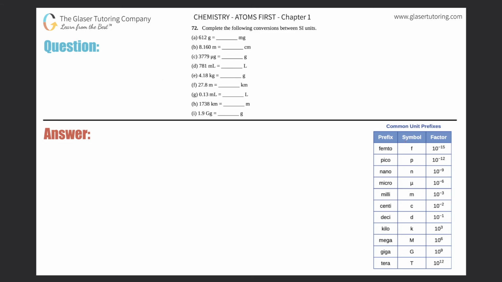Number 72. Complete the following conversions between SI units. Awesome, more conversions. By now, hopefully you've done the questions before this one, because this one's going to be kind of quick-paced because we have A through I to get to. So I'm going to just write down A, B, C, D, E, F, G, H, and I'll fit I over here.